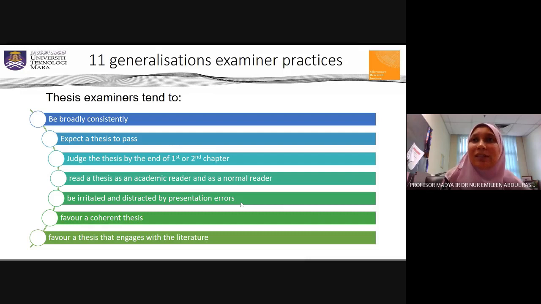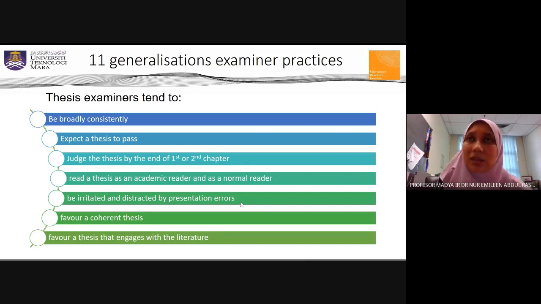But normally kita tahu supervisor kebanyakannya dia akan cari examiner yang ada integriti, yang betul-betul layak untuk jadi examiner. Sebab kita pun kalau you go through the process to lantik examiner ni, kita ada tengok certain things.